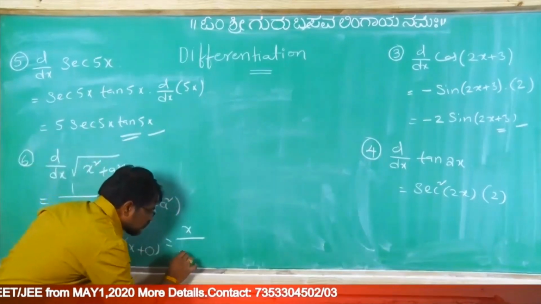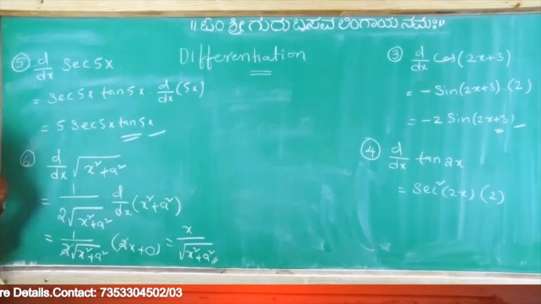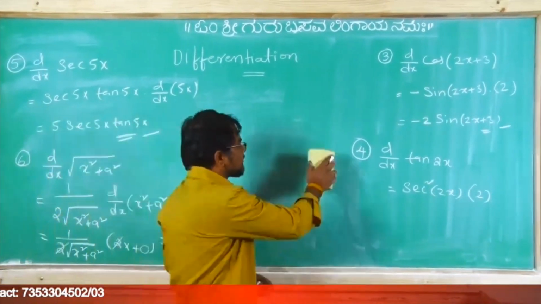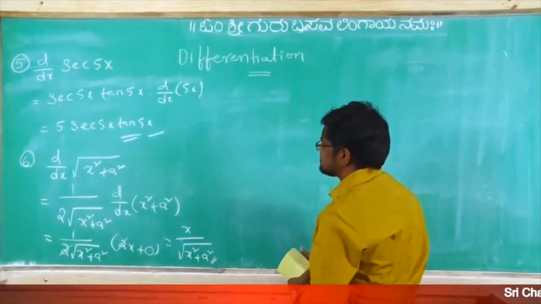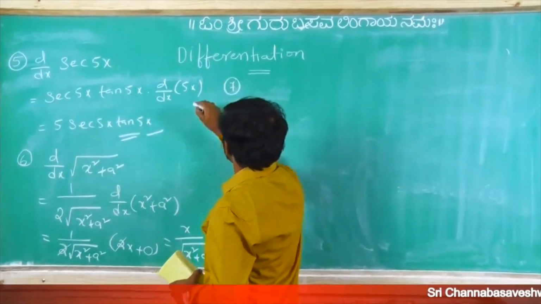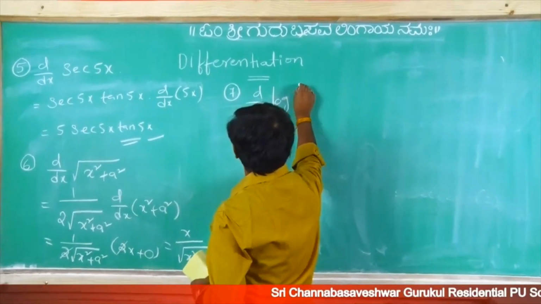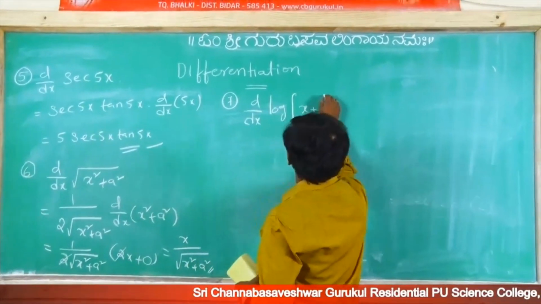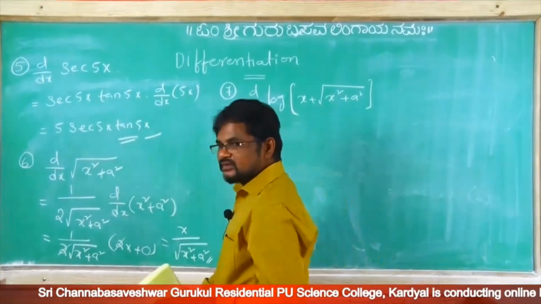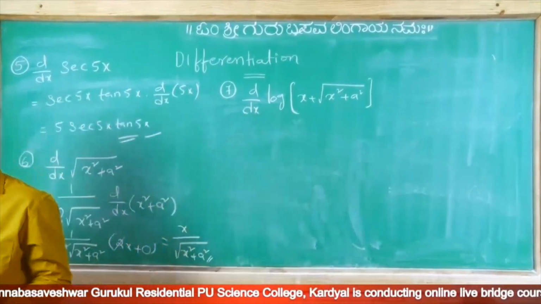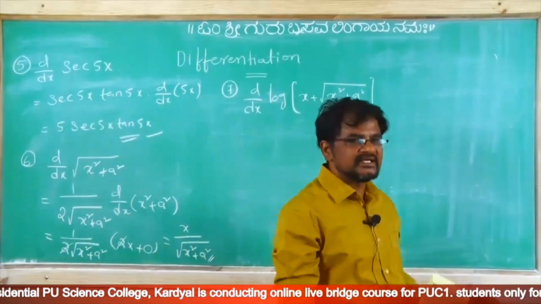x by root of x square plus a square. This is one of the simple problems. By using this, we have to do the differentiation of this one. d by dx of log of x plus root of x square plus a square. This is an important problem. What are you taking? d by dx of log of x plus root of x square plus a square.